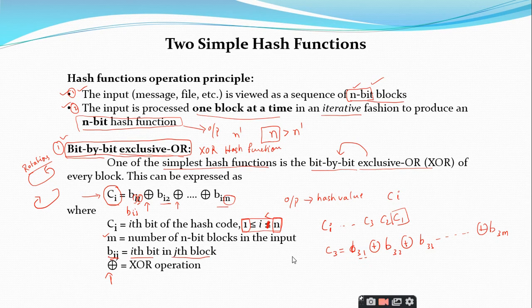Before entering into the topic, we discussed the basic generalized principles on which the hash functions operate. There are two principles: the input should be viewed as a sequence of n-bit blocks like this. This is an n-bit block, this is an n-bit block, like this. And the second one is that the input is processed one block at a time in an iterative fashion to produce an n-bit hash function. The first hash function that we have used is bit by bit exclusive OR, which is given by the formula Ci = Bi1 XOR Bi2 XOR and so on up to Bin.